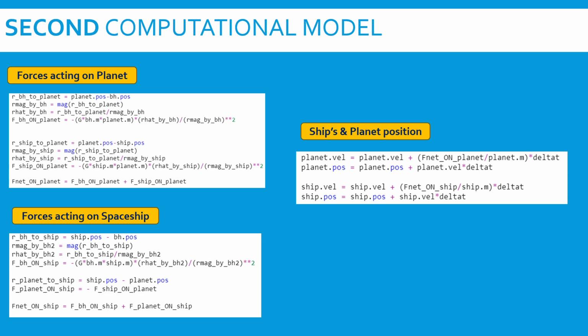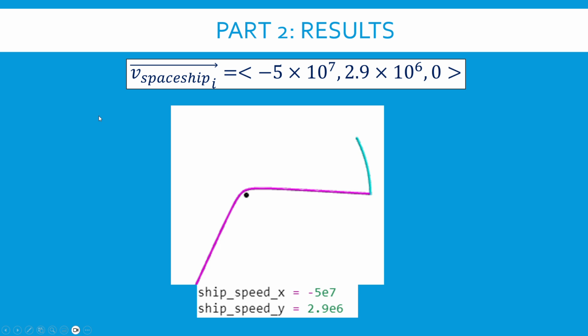And we used this data to define the planet's position and velocity, as well as the ship's velocity and position, using the velocity and position update formula for both bodies. Using trial and error, I decided that the initial velocity would have to be -5 times 10 to the 7th in the x component, 2.9 times 10 to the 6th in the y component, and 0 in the z component. And the spaceship takes the path represented by the purple line, so you can see that it goes around the black hole without being sucked in by it.